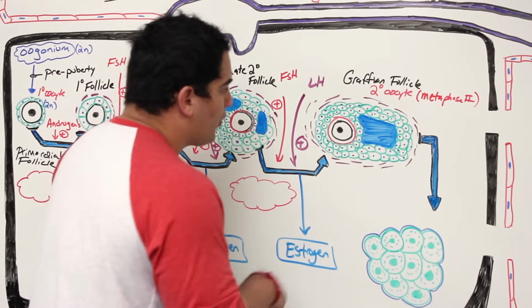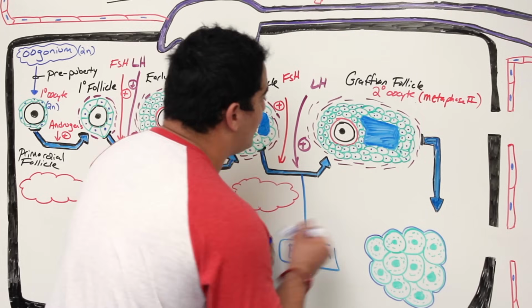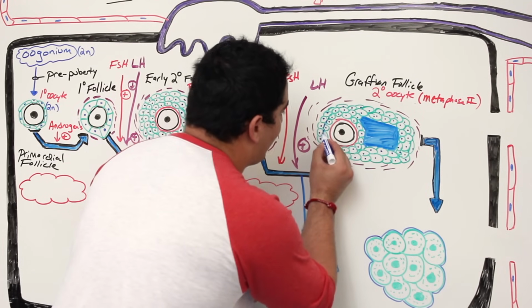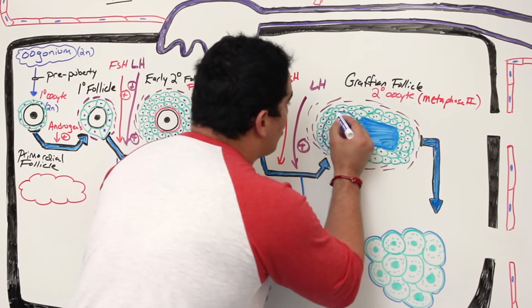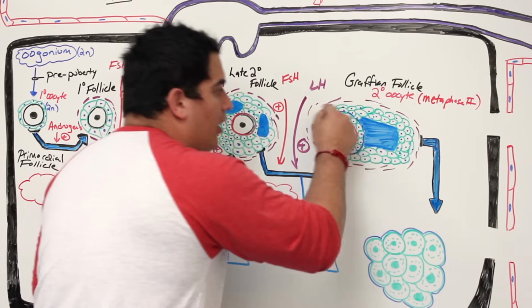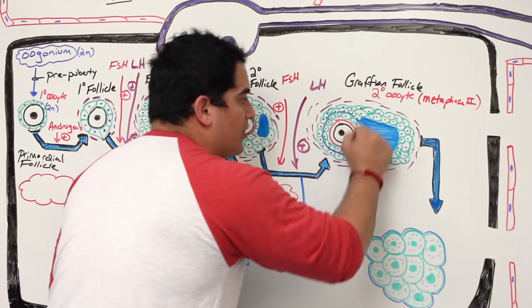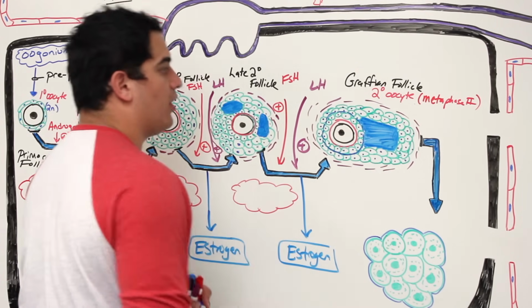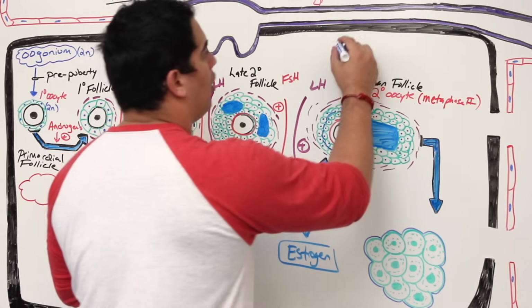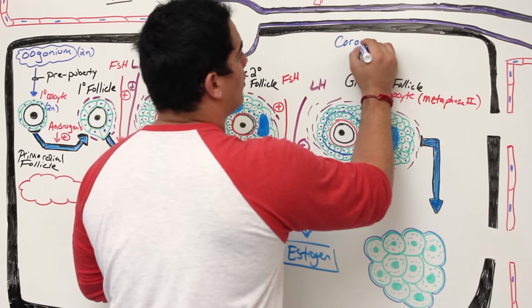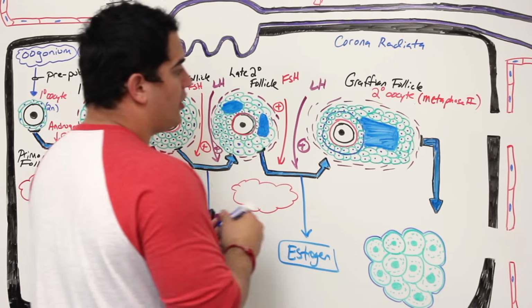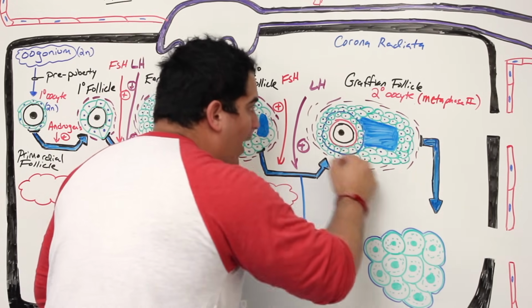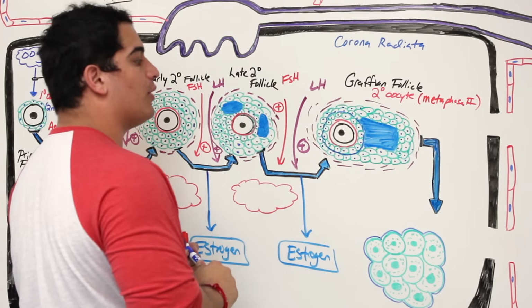cells. Oh, real quick, if I were to highlight it, you see this group of cells, I'm going to highlight it in blue here, going all the way around them. These cells right here that are directly wrapping around this secondary oocyte frozen in metaphase 2, these green cells, those green cells are called corona radiata cells. So they're just the group of cells that are directly wrapping around that secondary oocyte.